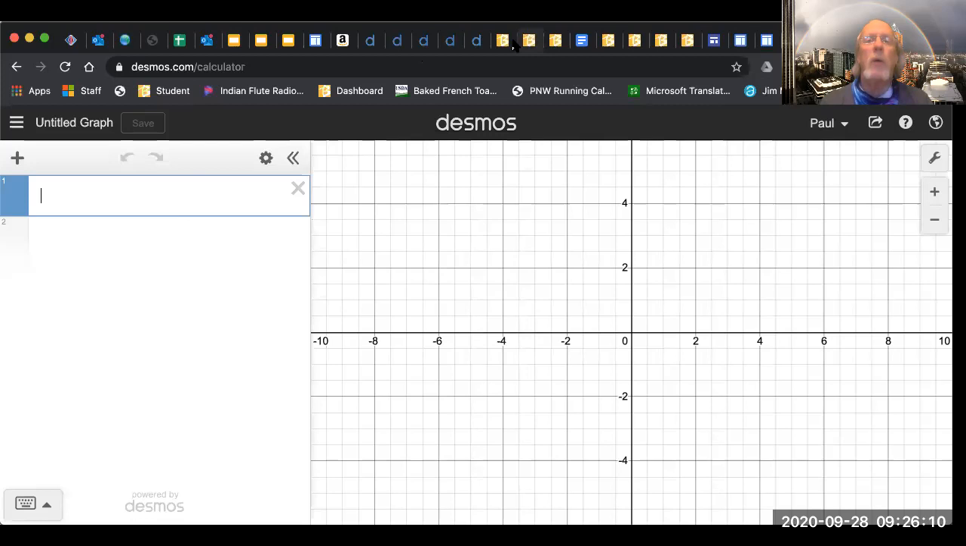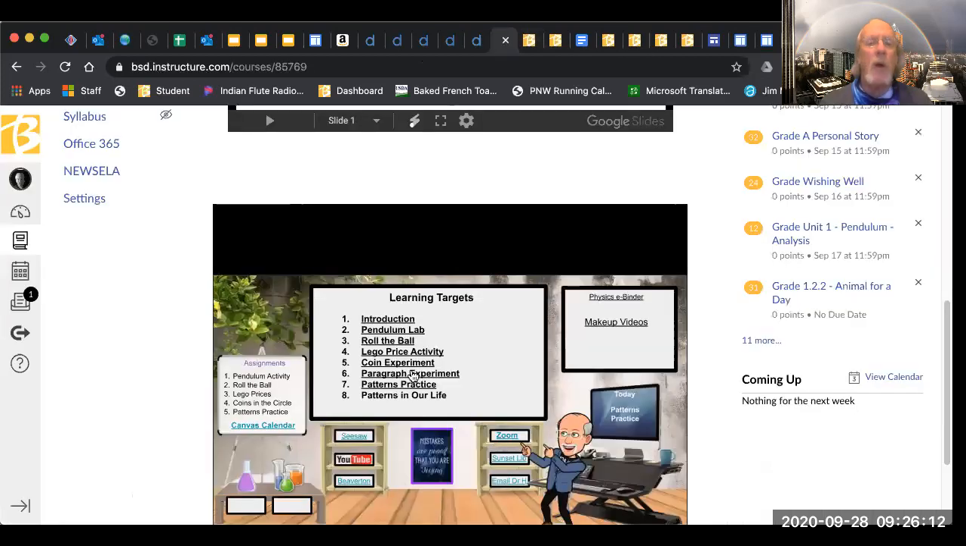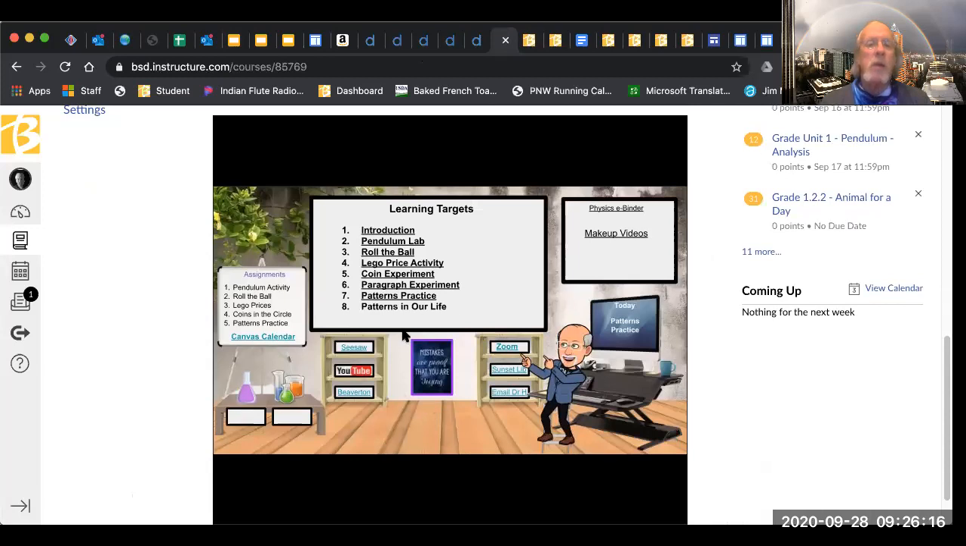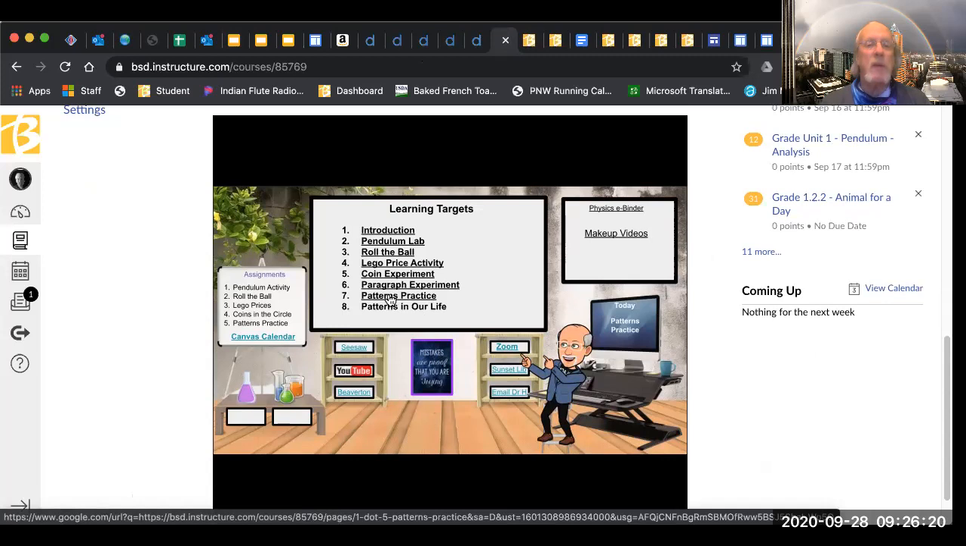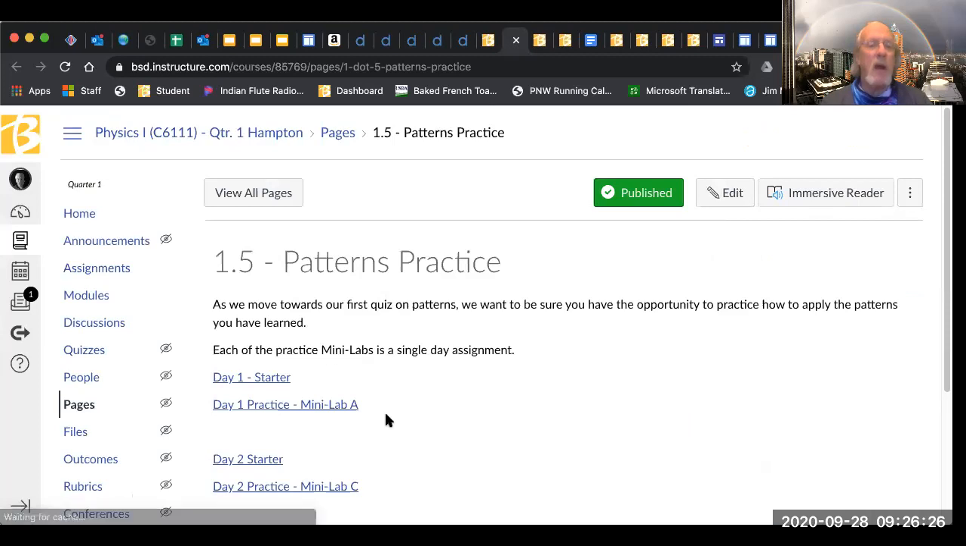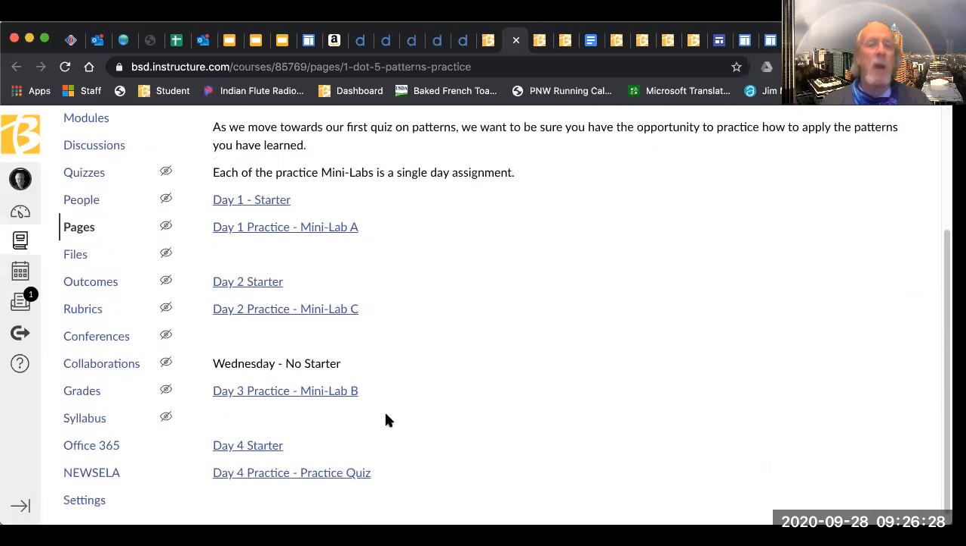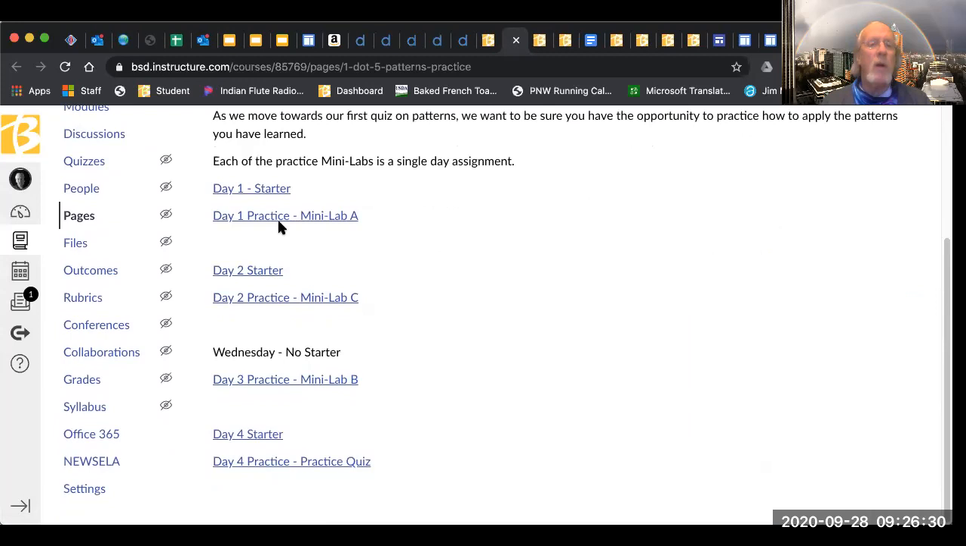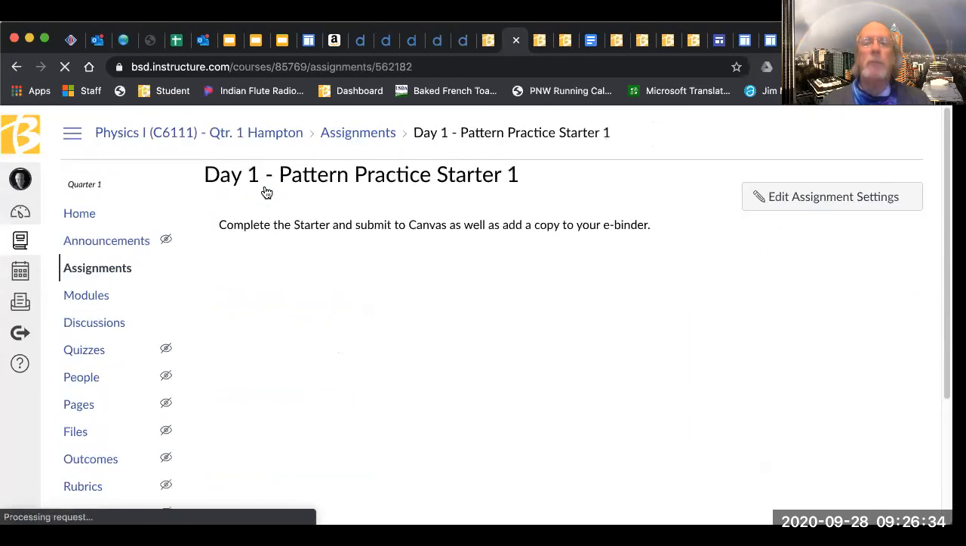We will get going with our Desmos. All right, so I've set up a new practice area, patterns practice, and that's where we're going to head to. Within patterns practice, I've set up 4 days of patterns practice. Only day one is active right now. So go to the starter.